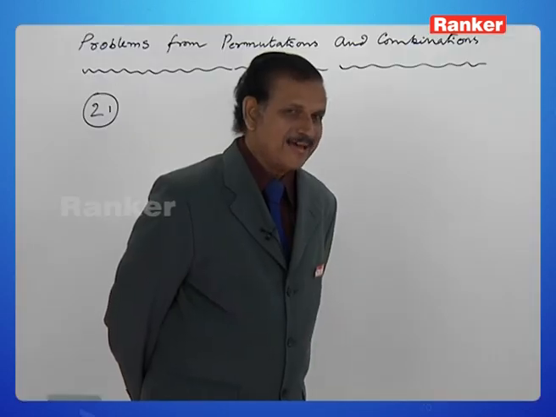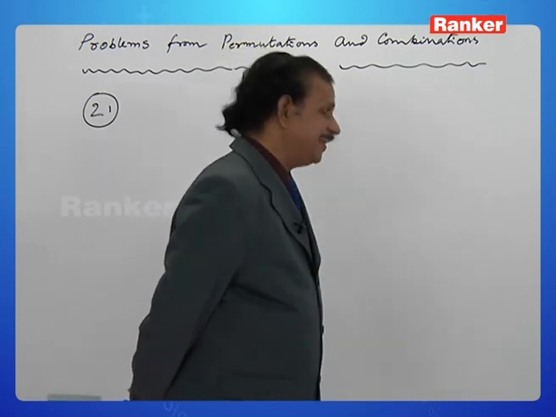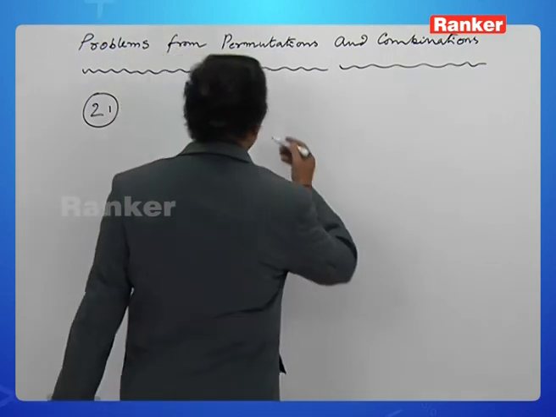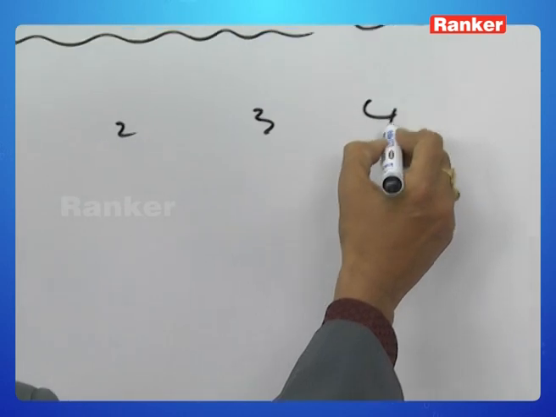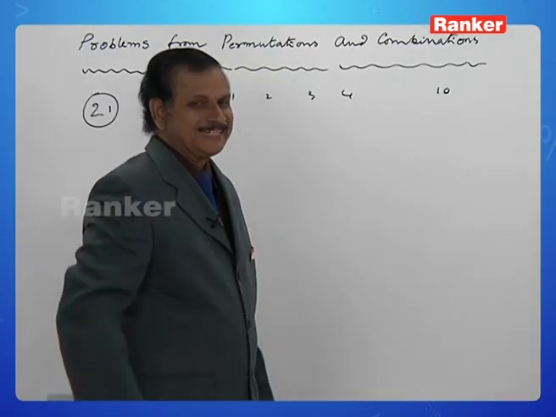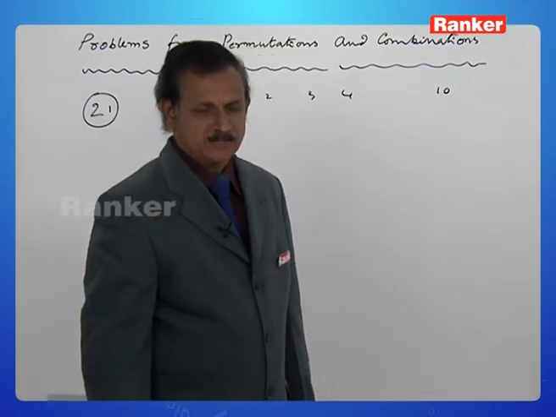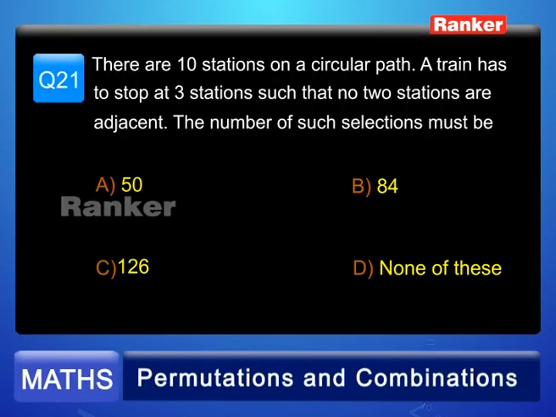How many stations are there in the circular path? 10 stations are there. Let me name them S1, S2, S3, S4, etc., S10, or simply 1, 2, 3, 4, 5, 6, etc., 10. How many stations are there? 10 stations are there. Okay, what are the given options? First option 50, second option 84, third option 126, fourth option none.